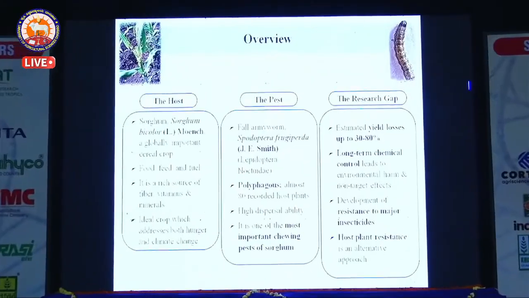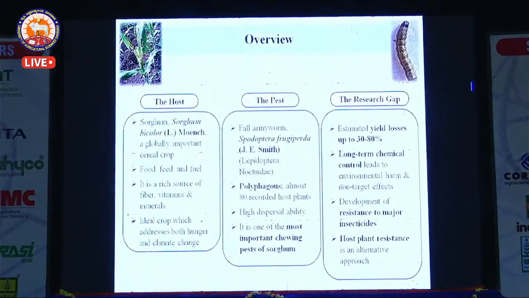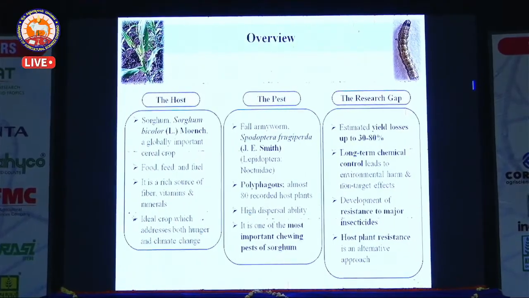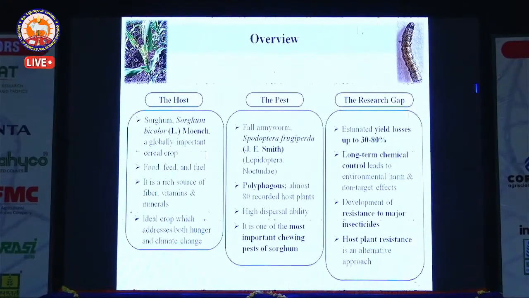sorghum, and rice. And we know that sorghum plays an important role in the food and fodder system, especially in semi-arid tropic regions across Asia and Africa. This pest is causing yield losses of up to 30 to 80%, and currently chemical control is used for management, but it is ineffective as fall armyworm feeds inside the whorls, and this pest has also developed resistance to many of the insecticides. So host plant resistance is the best alternative approach.